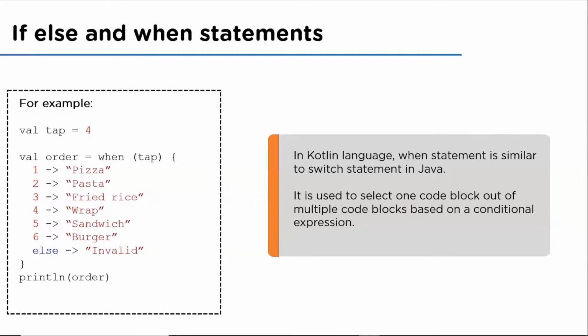In this case, there are no code blocks but single line branches. The branch value that matches with the value of tab, that particular branch will execute. Like wrap will execute, which is then stored in the order variable, which is then printed. Now, let's move on to arrays in Kotlin.